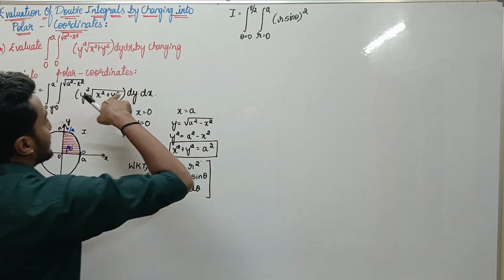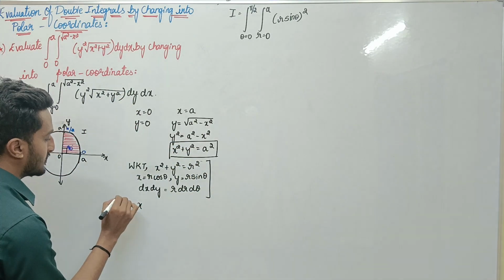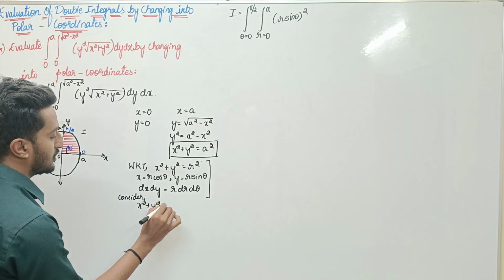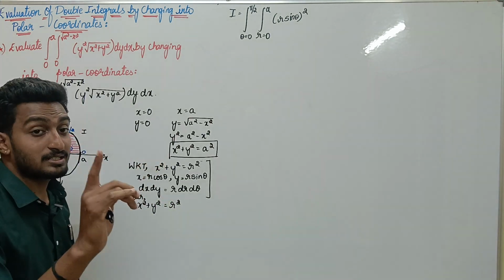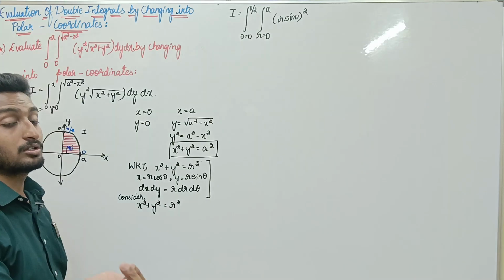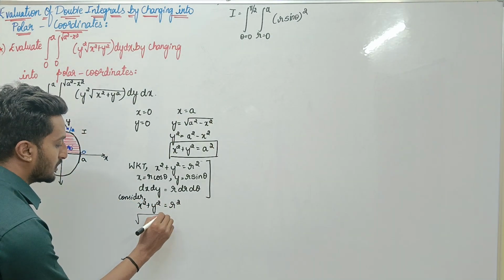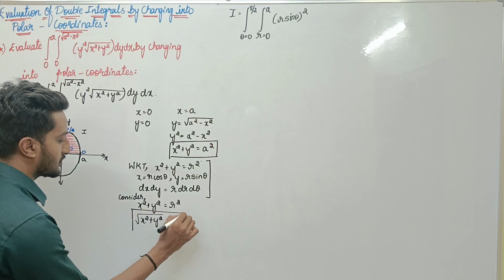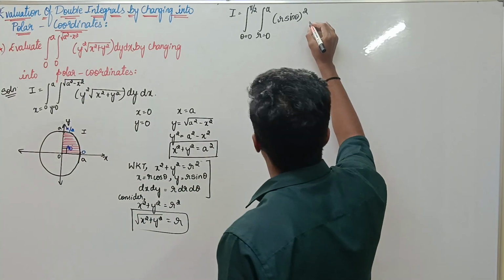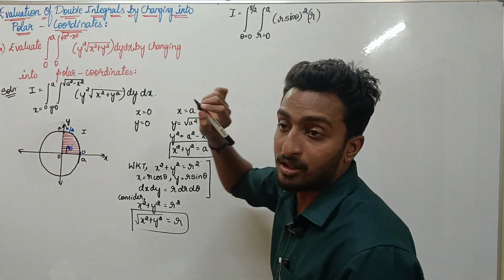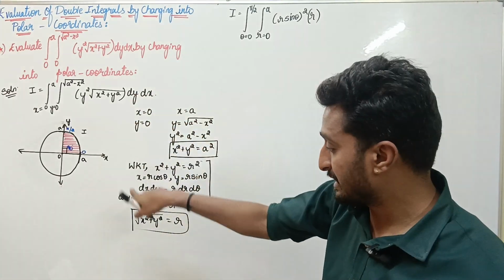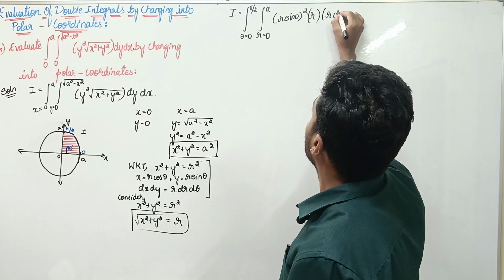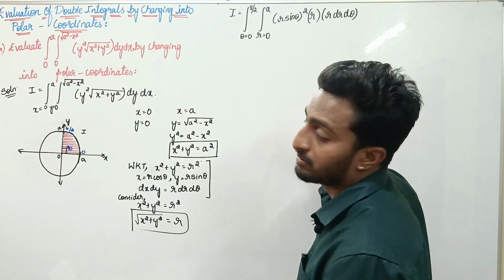Now root x square plus y square. Consider x square plus y square equal to r square. Root x square plus y square is in Cartesian coordinates, and I need to replace it with polar coordinates. So taking square root on both sides, square root of x square plus y square equal to r. Got the point? R. Now dy dx or dx dy can be represented as r dr d theta. Done.